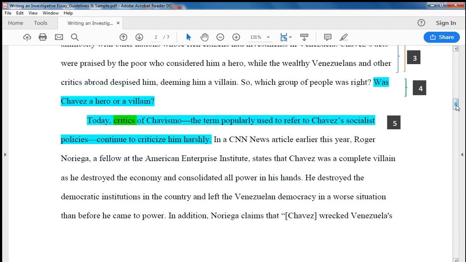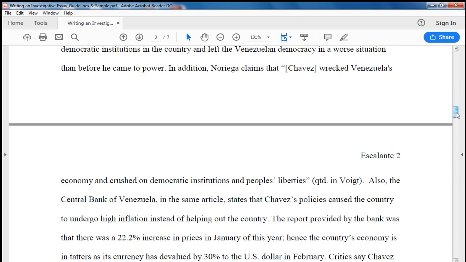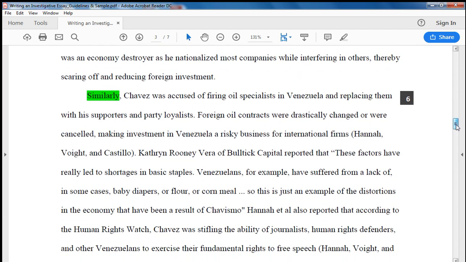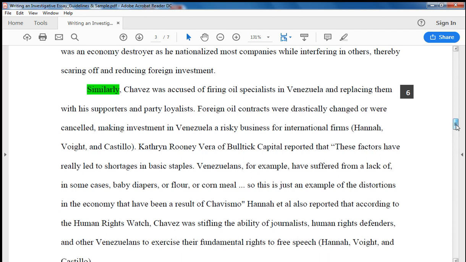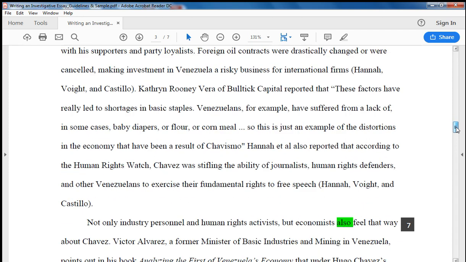Good? And so notice now when we move on to the second body paragraph, she's continuing to discuss the opinions of Chavez's critics. And we know this because she uses the word similarly as a transitional device, signaling that she's continuing to discuss similar opinions about Chavez, i.e. she's continuing on the side of the opinions of the critics.